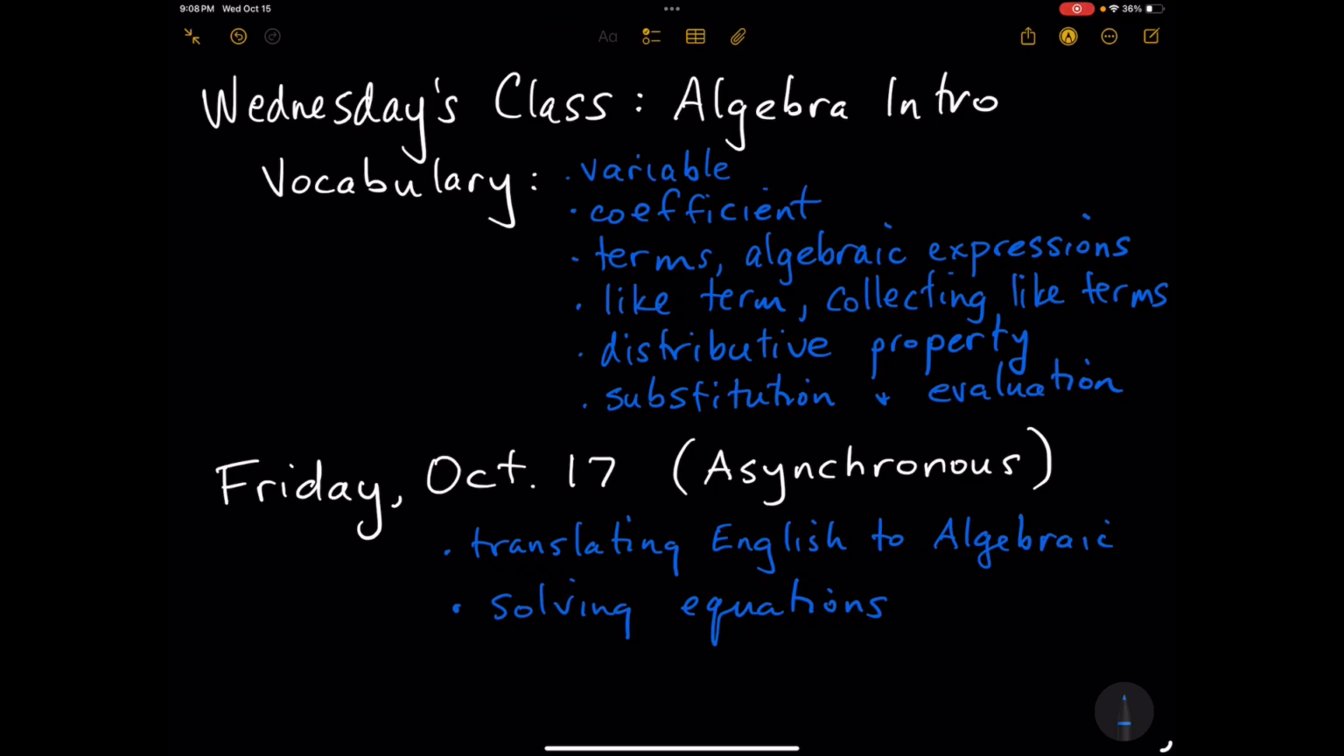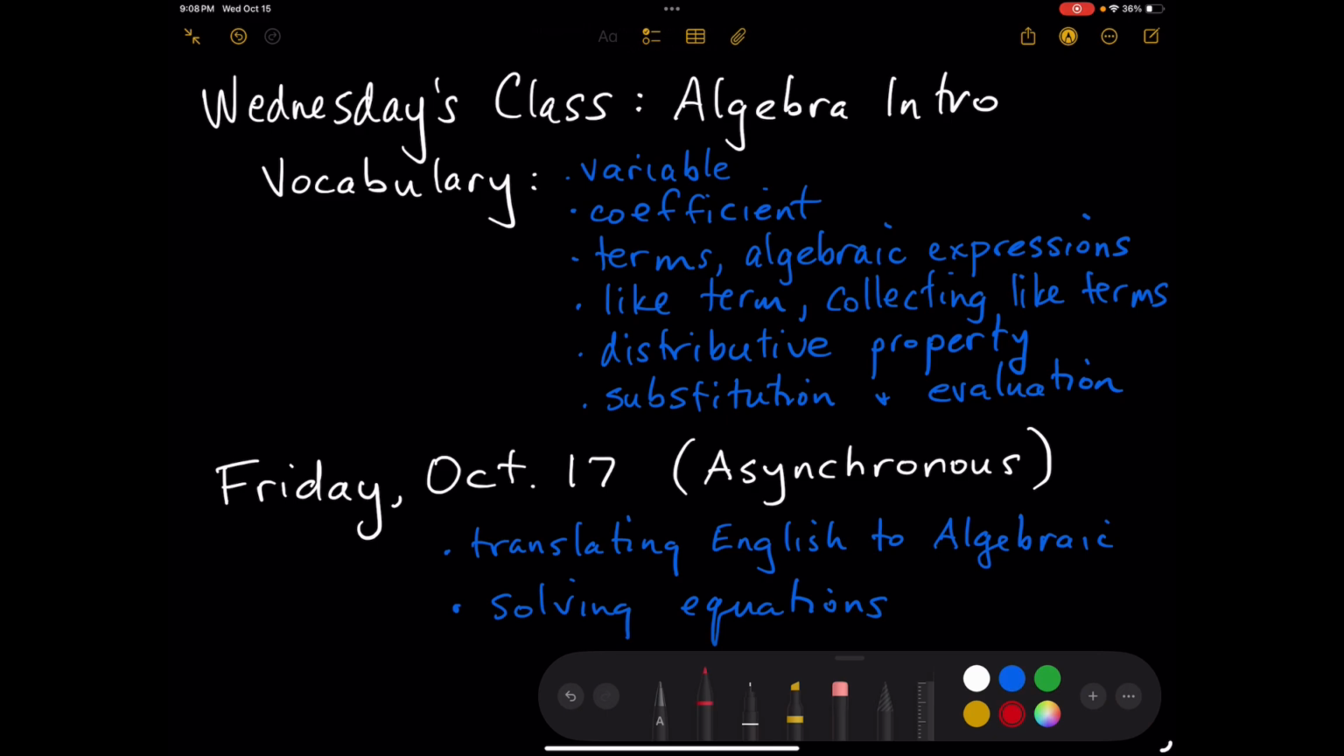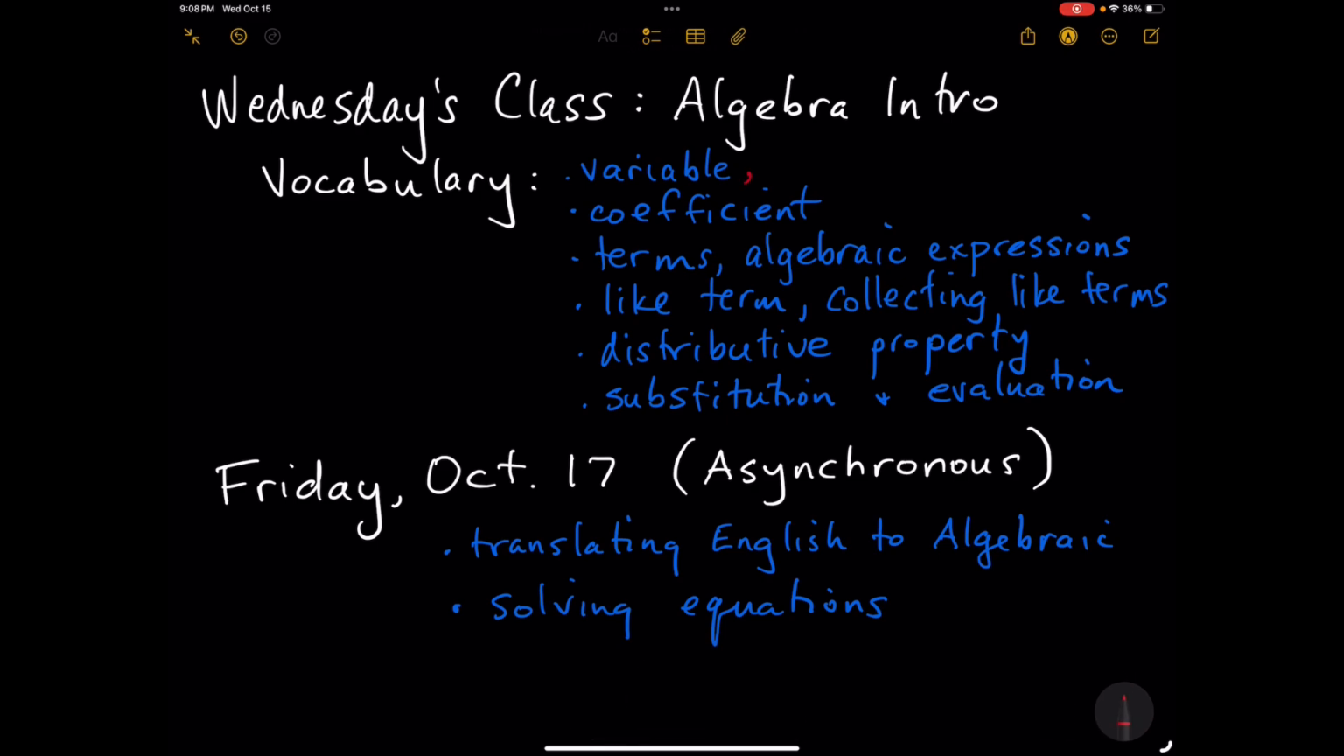On Wednesday, I was introducing you to all the ideas of algebra. We have the idea of a variable, and often a variable might be something like x, or maybe y, or maybe C for Celsius, or maybe m for mass. These are variables. It's like a symbol that represents something.